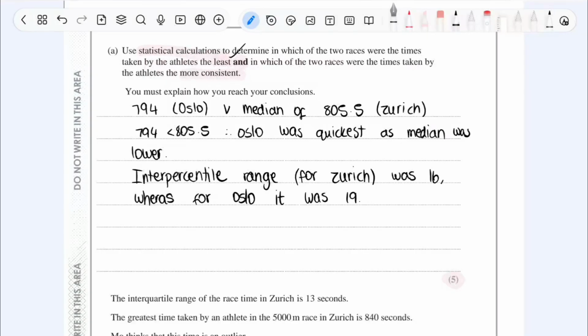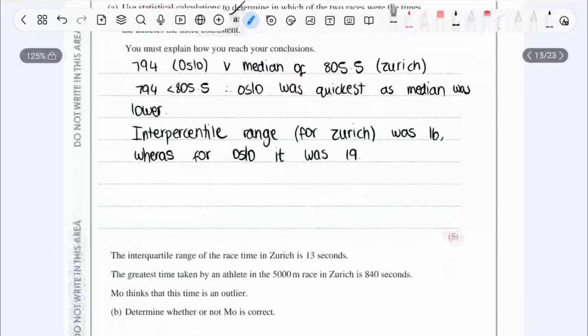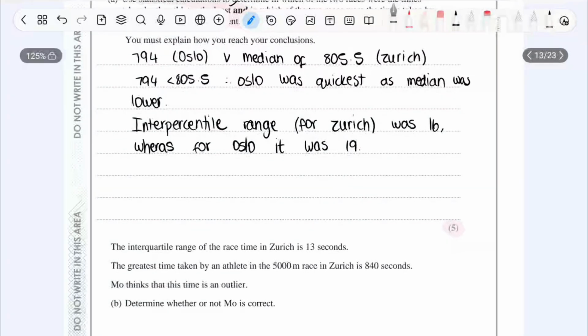Now just as the IQR measured the middle 50% of the data, the interpercentile range works similarly, but for a different proportion, still the middle data, which should hopefully make it free from outliers. And the whole point of that is to measure consistency. So consistency, if you see a lower value, that's going to be the more consistent one. Here that was Zurich.